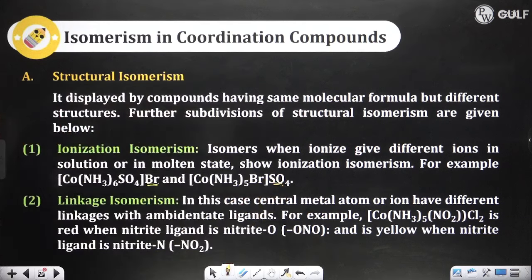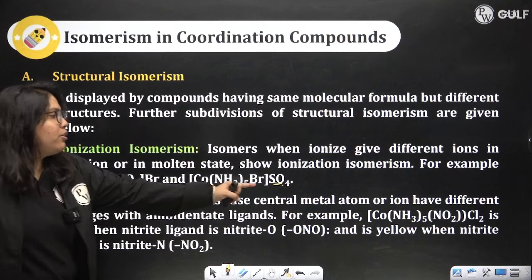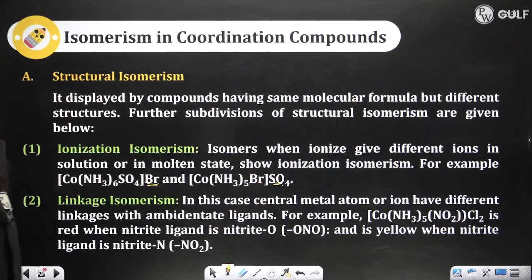Basically, the counter ion exchanges itself with one of the ligands, but in the process, the coordination number is not changing. The secondary valency is intact, right? Such an isomerism is known as ionization isomerism, because upon ionizing this, you will get Br minus and here you will get SO4 2 minus, right?